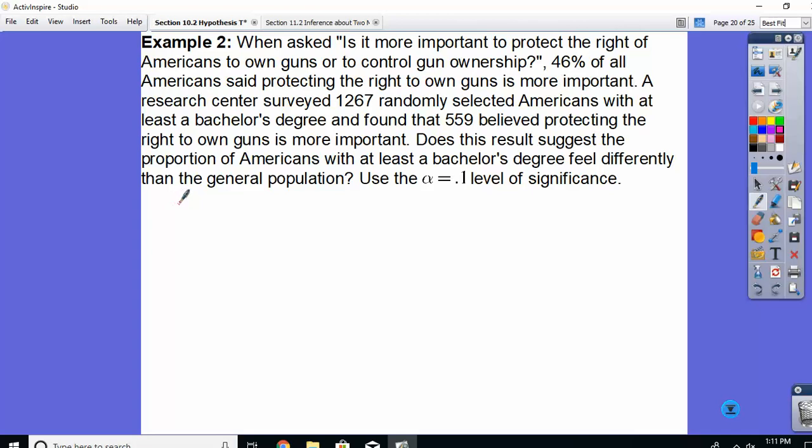First we should check the criteria to make sure this is normal. So my n times p times 1 minus p. My n, 1,267. My p, what are we using here? 0.46. 1 minus 0.46. And that gives me 314.7, so that is most definitely greater than 10. That means it's approximately normal. Would 1,267 be less than 5% of the population? Yes. So we can move on.